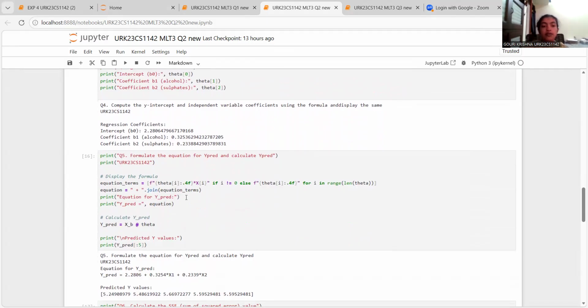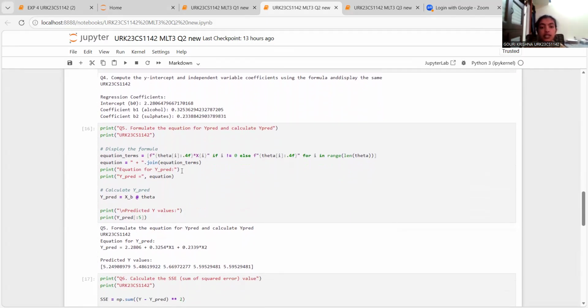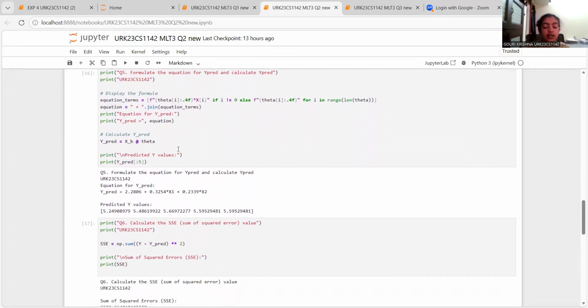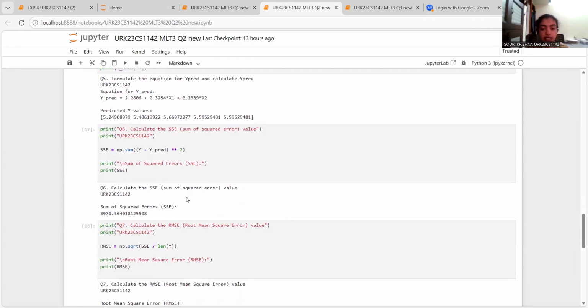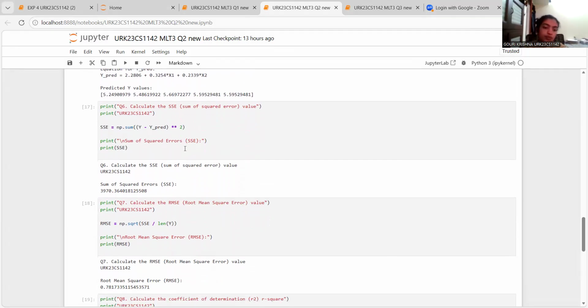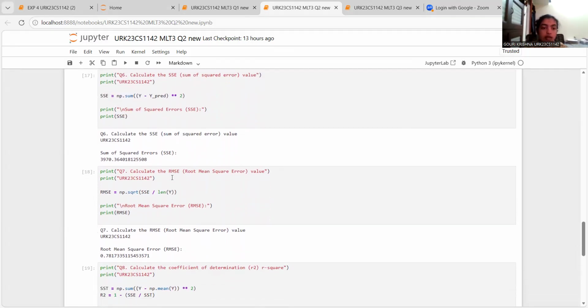In question 5, we'll formulate the prediction equation, which is y equals B0 plus B1 x1 plus B2 x2. So here y_pred is equal to Xb times theta. We'll calculate this, and then in the sixth question, we'll calculate the error. It is basically error calculation, SSE. Here we have given the equation SSE equals np.sum((y minus y_pred) raised to 2). This will give the error.